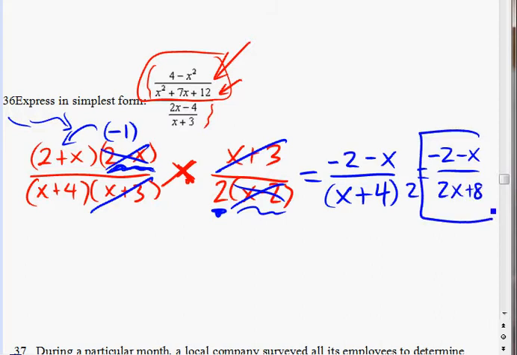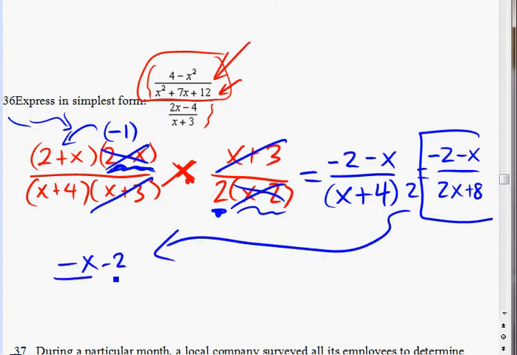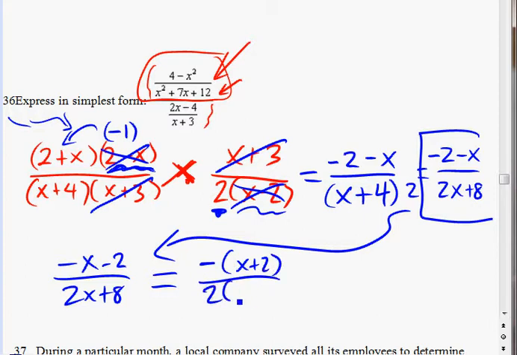We can leave that as your answer. You can also write it with the x first, which is negative x minus 2 over 2x plus 8. Or if you want to get fancy and factor some more, you can have negative x plus 2 and leave this as 2x plus 4. All these should be valid answers. Any one of these will be sufficient.